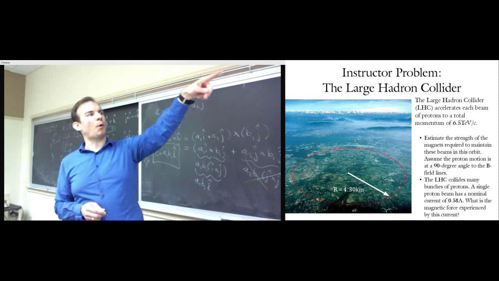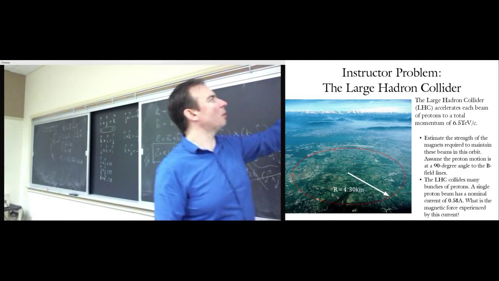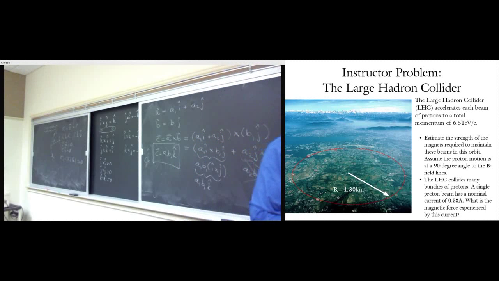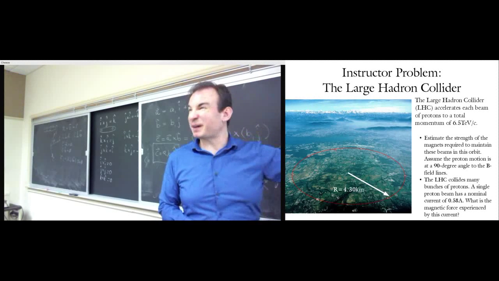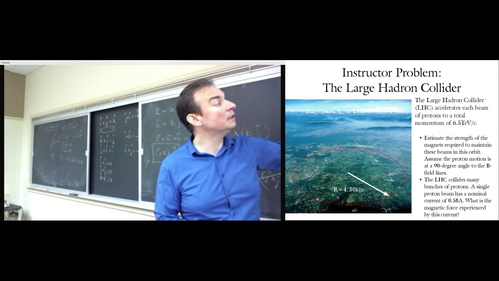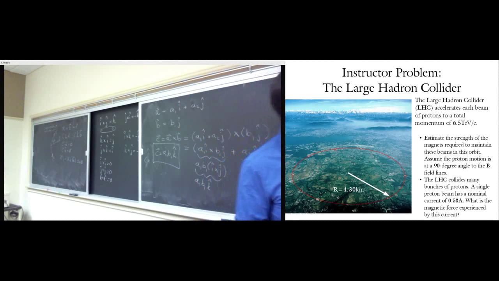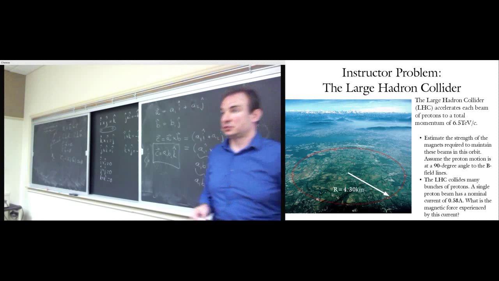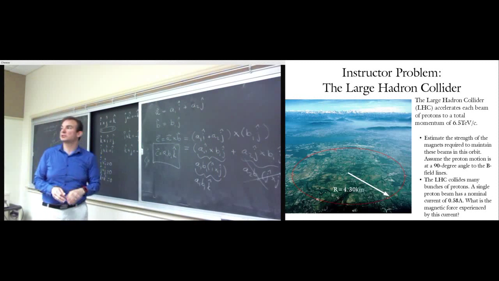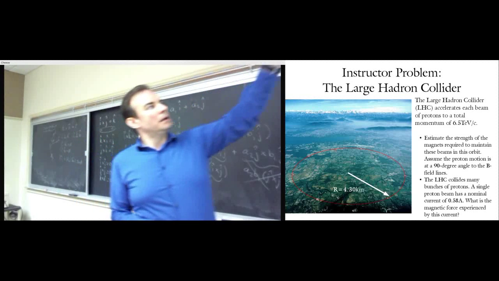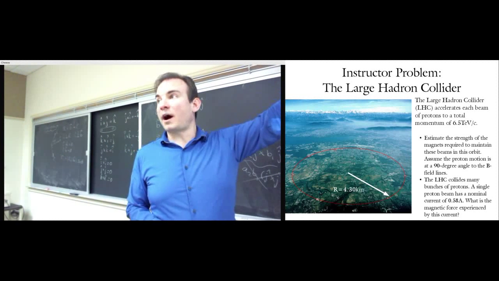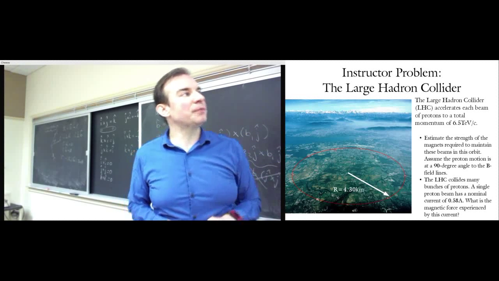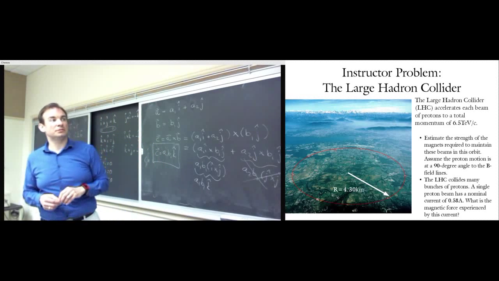Estimate the strength of magnets required to maintain these beams in an orbit. Well, here's the orbit. The beams make a 27-kilometer circle over the French-Switzerland border in a tunnel that's about 100 to 150 meters under the ground. So we have a radius for this 27-kilometer circle of 4.3 kilometers. All right, so 4,300 meters. We want to estimate the strength of the magnets required to maintain the beams in that circular orbit. We can assume the proton motion is at a 90-degree angle to the magnetic field lines.